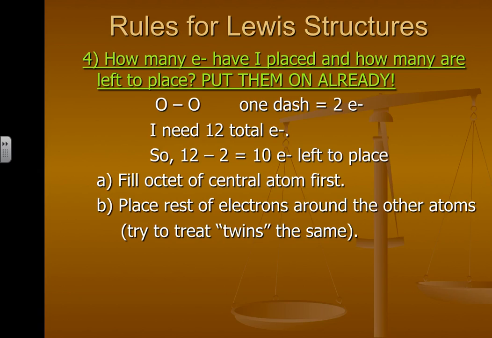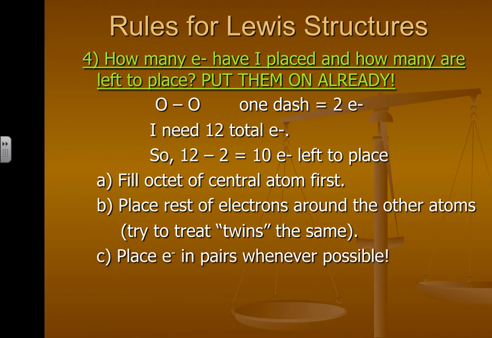Okay, so what do I mean by that? Well, are the two oxygen atoms that I have on my skeleton structure twins? Yeah. So I want to treat them the same. It means I want to try to give them the same amount of electrons if I can. But additionally, I also have to place electrons in pairs. I cannot single my electrons out at this point.